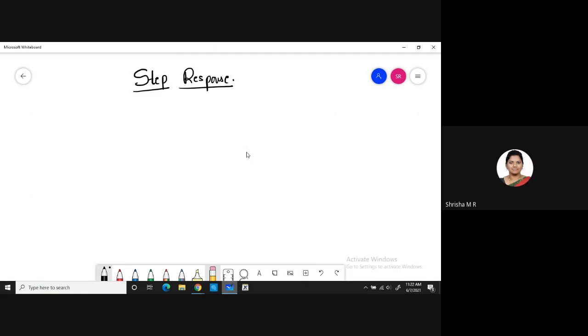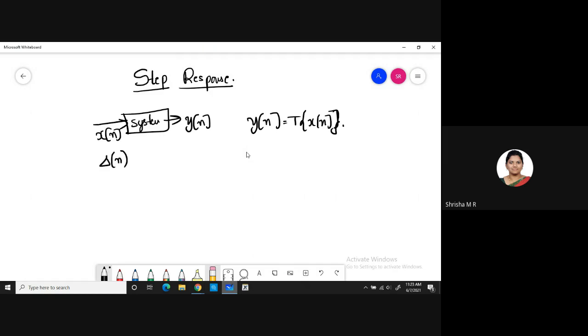So we have seen what is an LTI system, right? So what is impulse response? If we give our input x of n to any LTI system, it undergoes transformation and we get output y of n. So y of n is nothing but the transformation on x of n. Output is the transformation of the input signal. If you give delta n to the system, similarly you will get the impulse response.